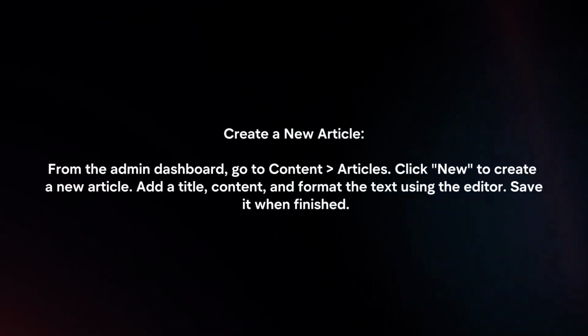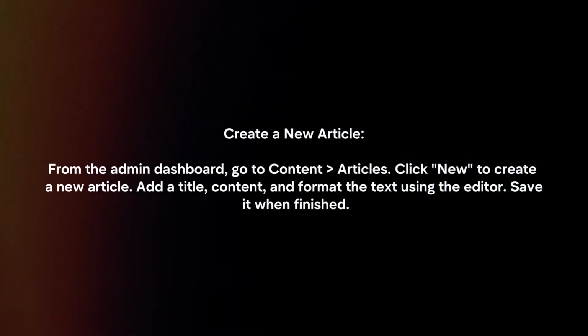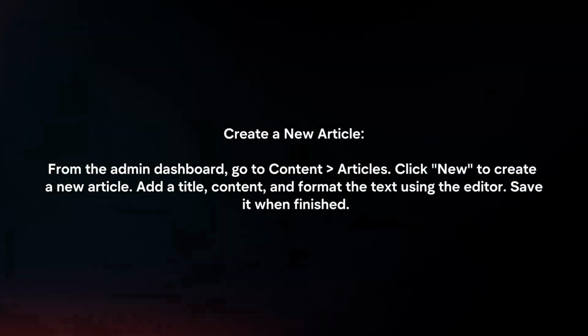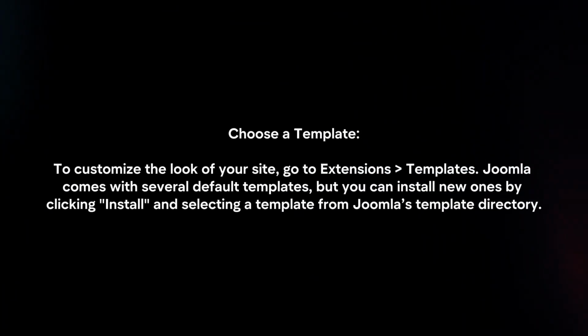Create a new article. From the admin dashboard, go to Content, Articles. Click New to create a new article. Add the title, content, and format the text using the editor. Save it when finished.